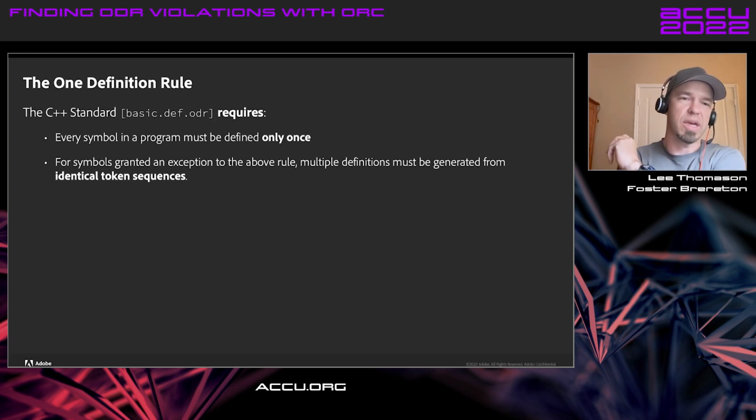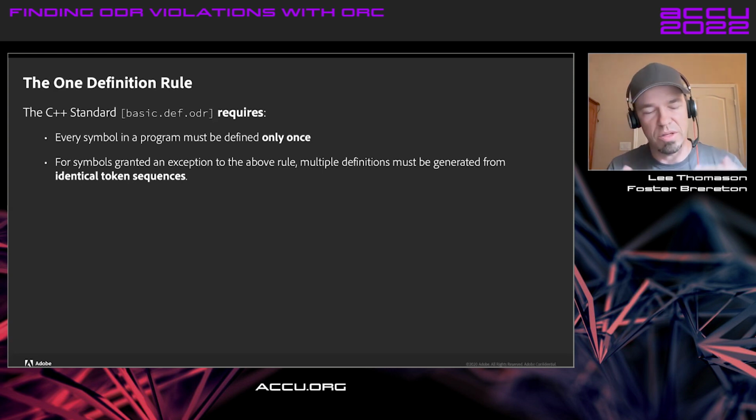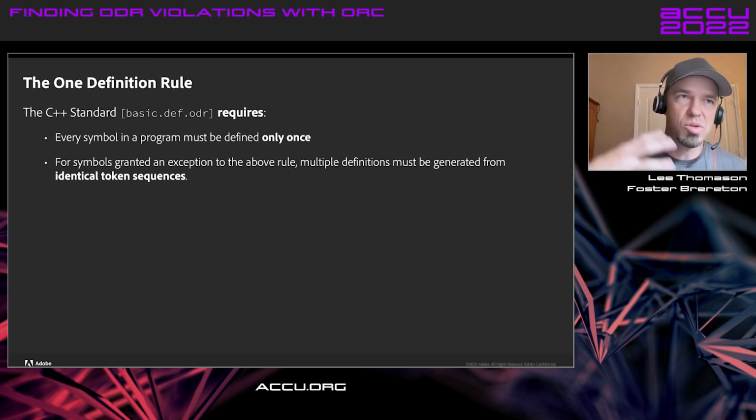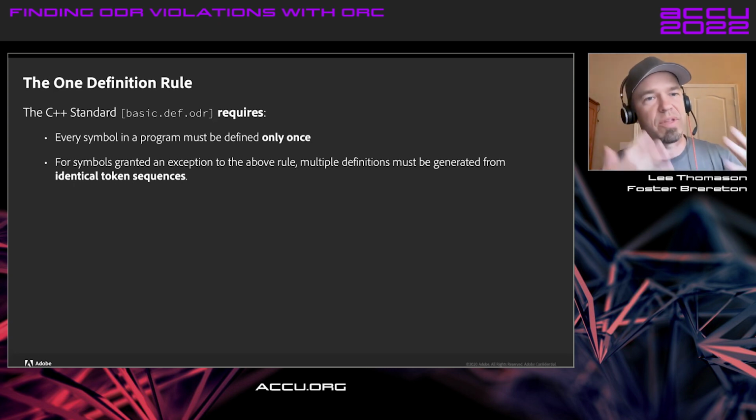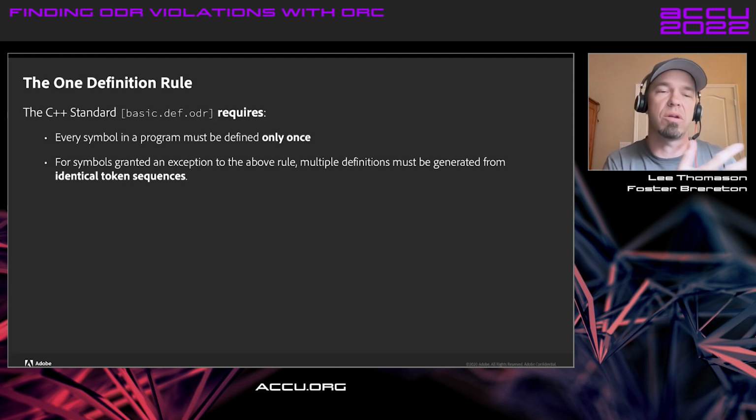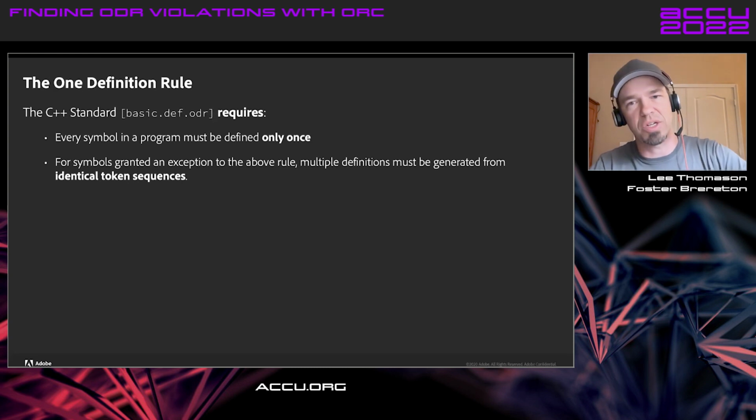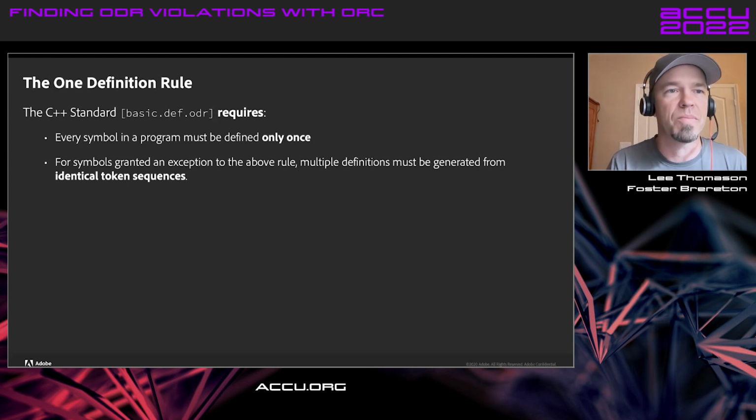There are, of course, exceptions that are granted to that rule. For example, when you're declaring a template. However, given that exception, those multiple definitions must be generated from identical token sequences. So it basically means the same version of the same source file needs to be used in order to generate multiple variations of that same symbol in your program.